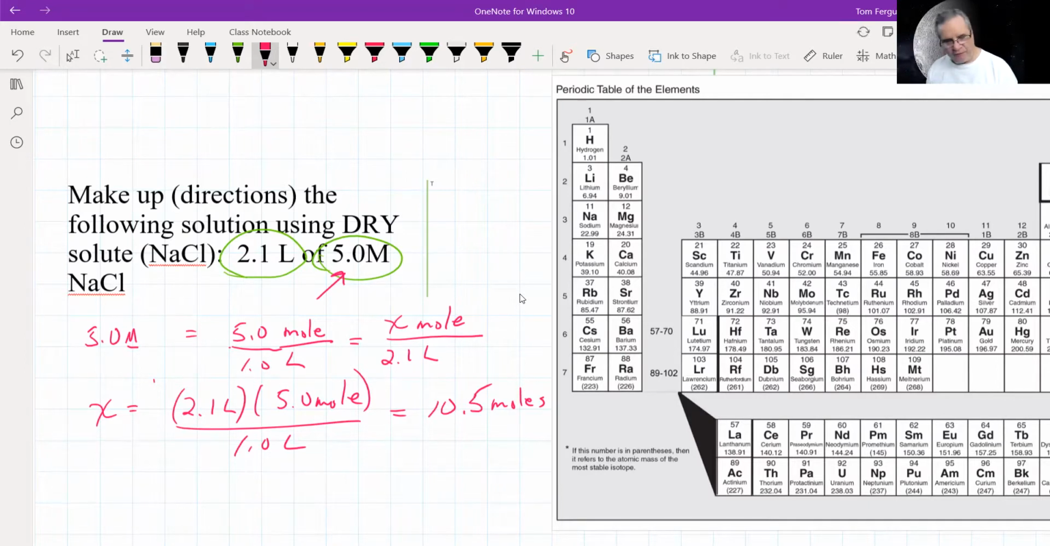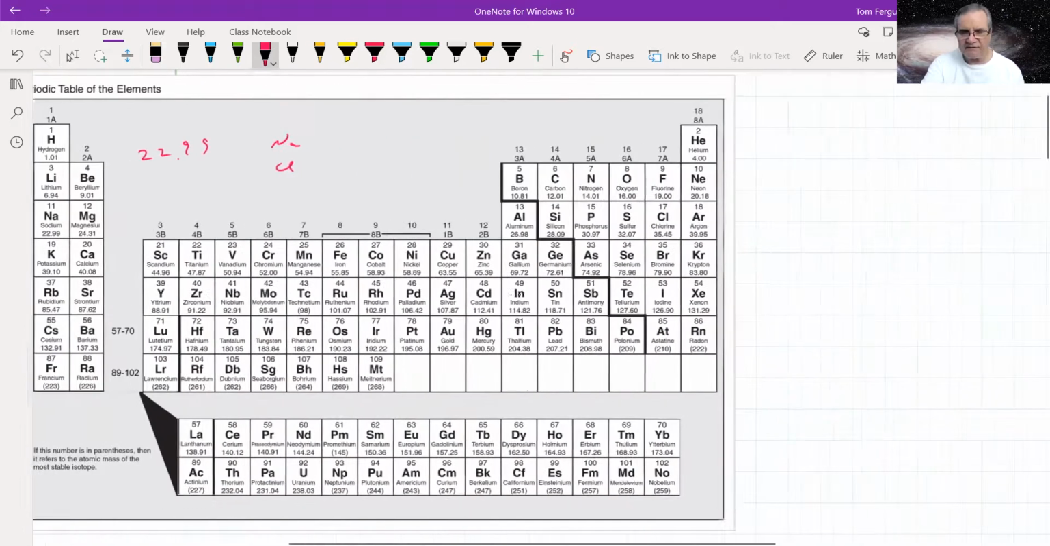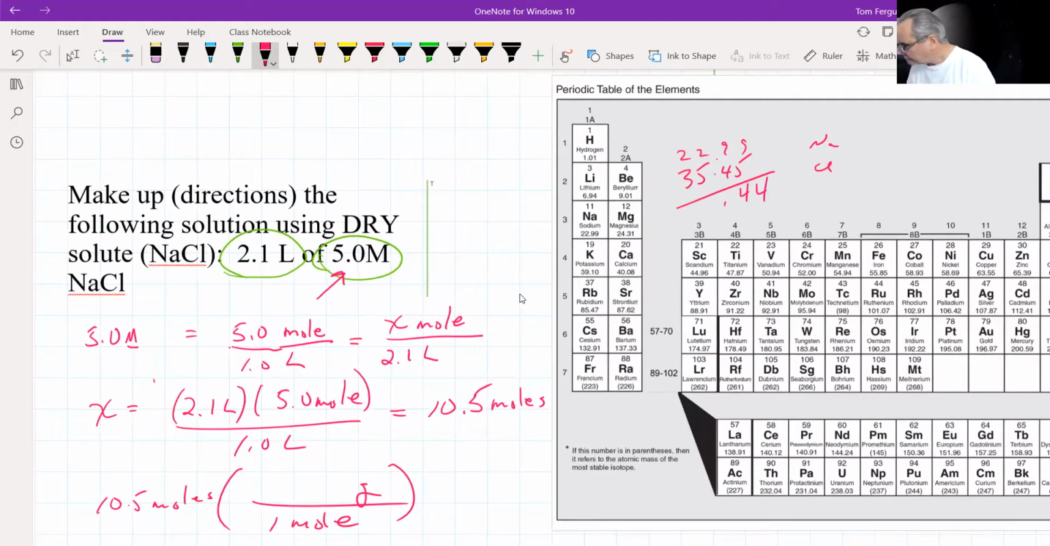Okay, 10.5 moles is how many grams of sodium chloride? That's going to be sodium is 22.99, and chloride, I believe, is 35.45. Yes. So what is that? 58.44.